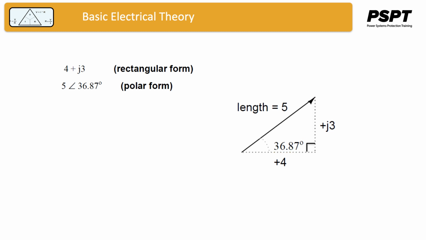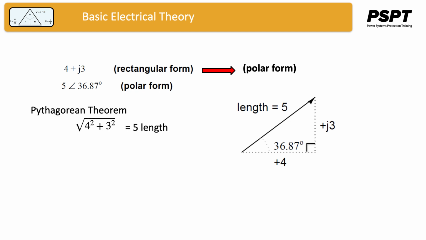Now this time we want to go in the other direction. We want to change the rectangular form to the polar form. And you can find the polar magnitude through the use of the Pythagorean theorem. The polar magnitude is the hypotenuse of a right-angled triangle, and the real and the imaginary components are the adjacent and opposite sides respectively. So the length would be the square root of 4 squared plus 3 squared, which comes out to 5.